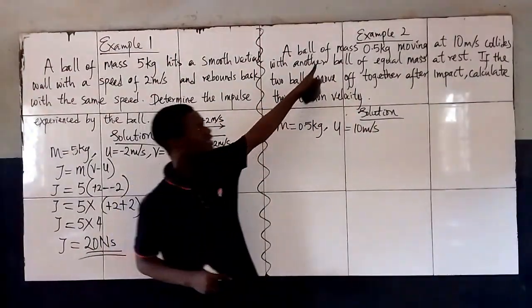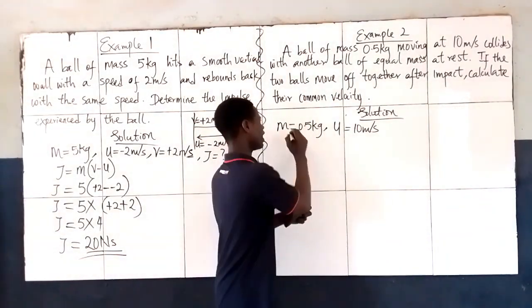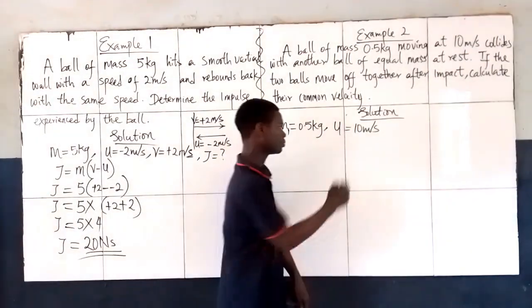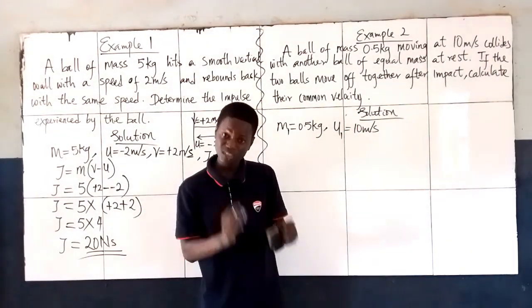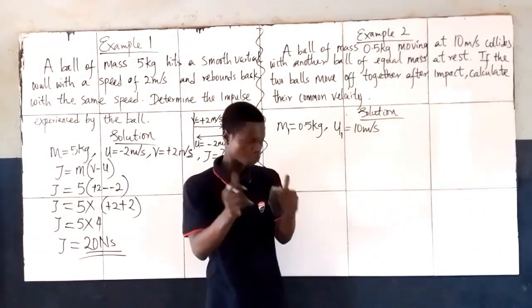Now, mind you, this is one ball and there's still another ball. So let's call this first ball M1 and the speed of the first ball U1. I hope that is understood, because there's still a second ball that is going to hit it. Good. Now let's move on.